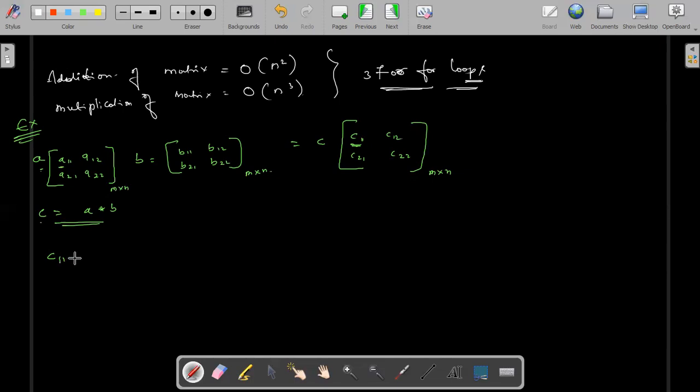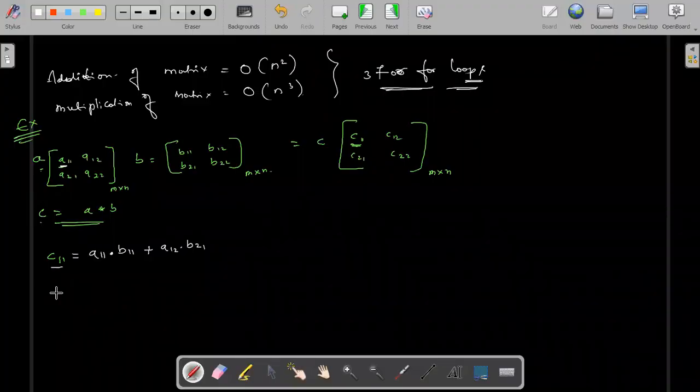C11. How to get the C11? Very simple. A11, what I'm doing? I'm doing multiplication. A11 into B11, correct? A11 into B11 plus, okay, rows into columns, A12 into B21. Okay, now done. So if you do these things, you are going to get the C11. Correct? Fine. Everybody got it?